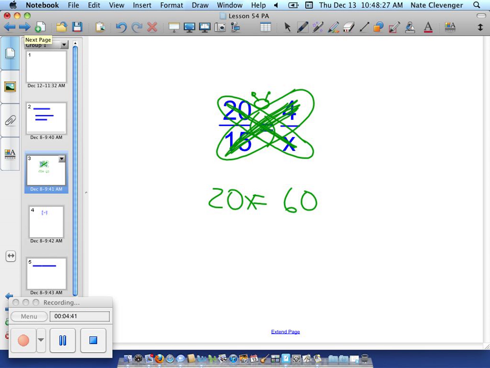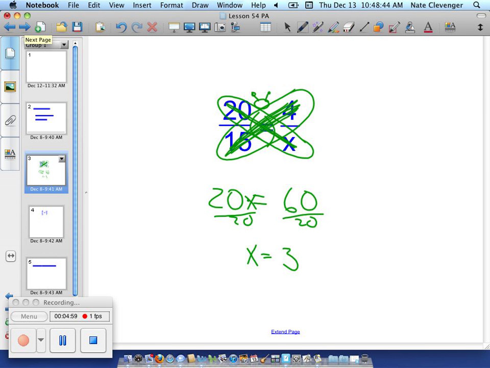Then we have it in a form we can solve. Most of you can see that x would equal 3, but to solve it algebraically, we would divide by 20. Divide by 20, x equals 3. So you're going to hear me call that the butterfly method.